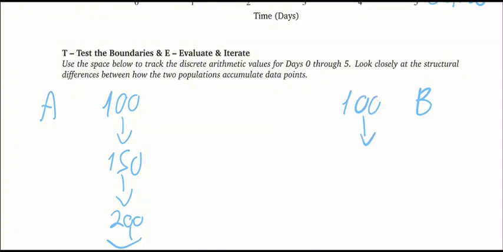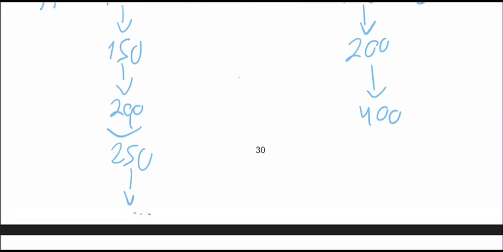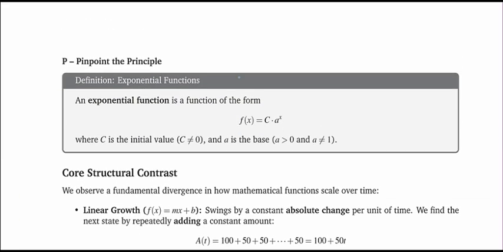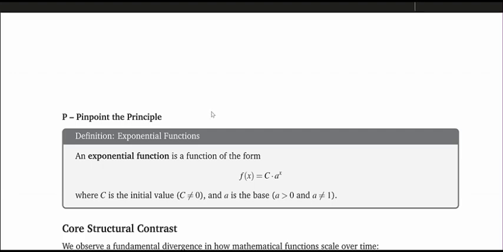Now what happens to population B? 100, go to 200, double. Go to 400, double again. Double 400 and you get 800, etc. If you write this down as an equation, what you'll see happening here is an exponential function.